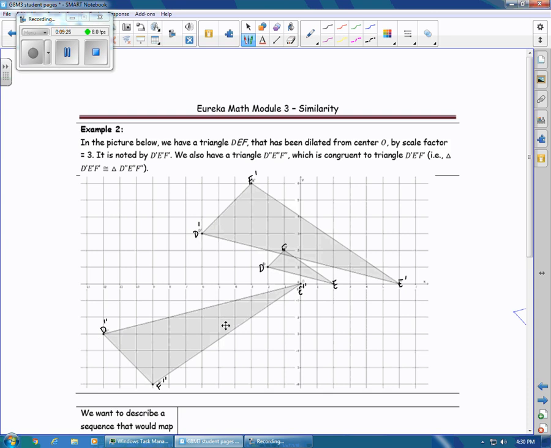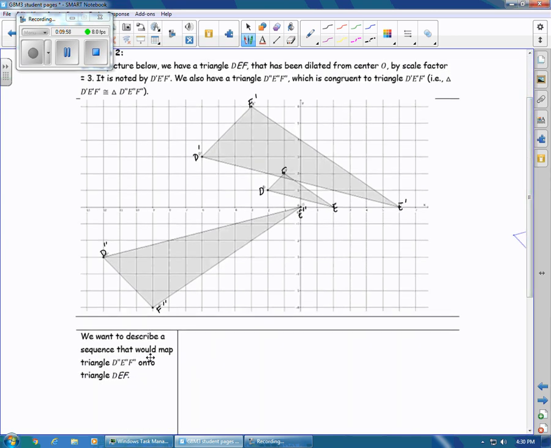Okay, so in the picture below we have triangle DEF, this one, and it's been dilated from center O by a scale factor of 3, so it grew to this one. We also have triangle D double prime, E double prime, F double prime, which is congruent to this one. So they're showing me that they're congruent to each other. Now the first direction says we want to describe a sequence that would map this one back onto the original. So if it was dilated by a scale factor of 3, to get it back to its original, I've got to shrink this one by a scale factor of 1/3.